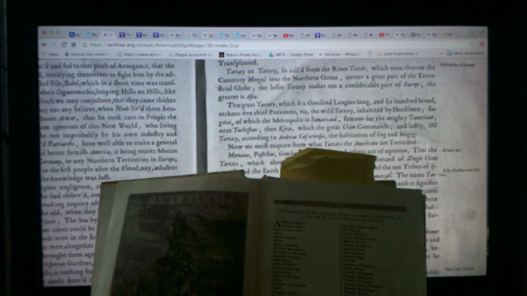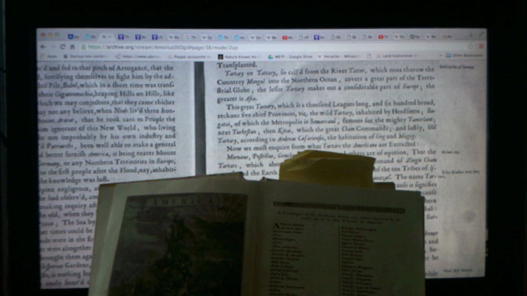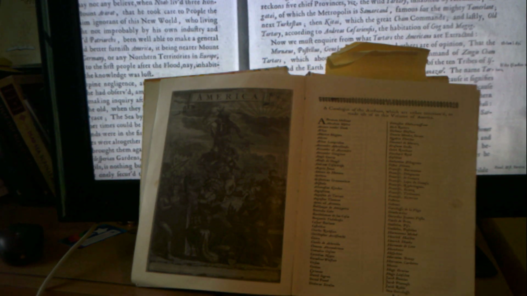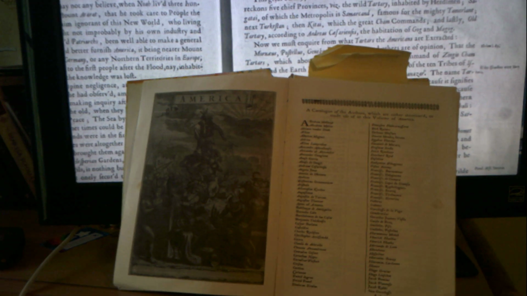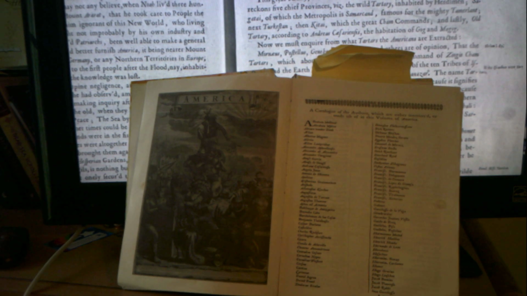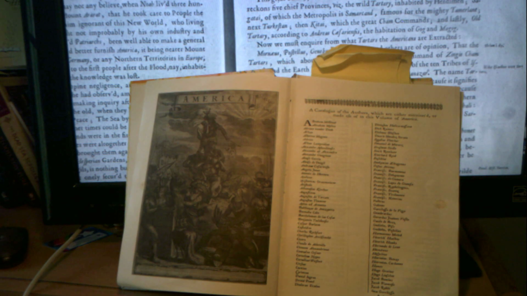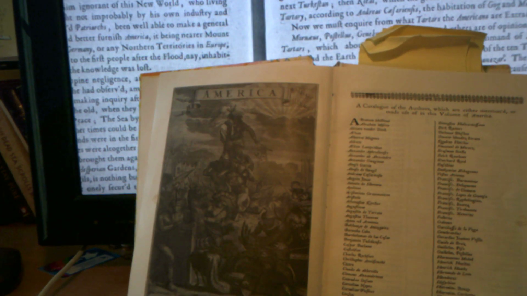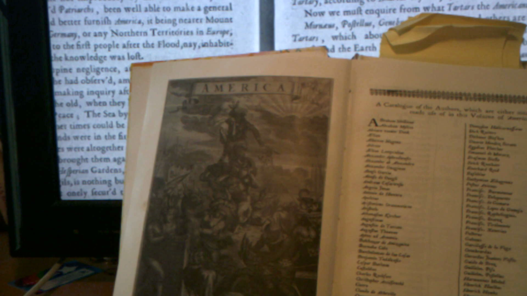But at the end of that video, you seen the picture right here. And that picture right there is a book called America, the latest and most accurate description of the New World. So, we get a little shine. It's the Negroes of America. So, this book is dope.